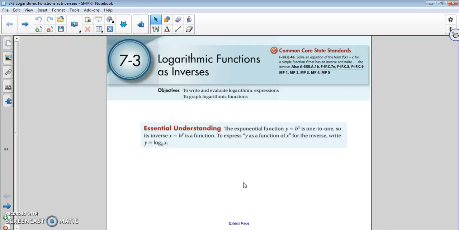So our essential understanding: the exponential function y is equal to b to the x power is one-to-one. So its inverse is x is equal to b to the y power, because remember when we found our inverse, we switched x and y. To express this as y as a function of x for the inverse, we are going to write y is equal to the log base b of x.